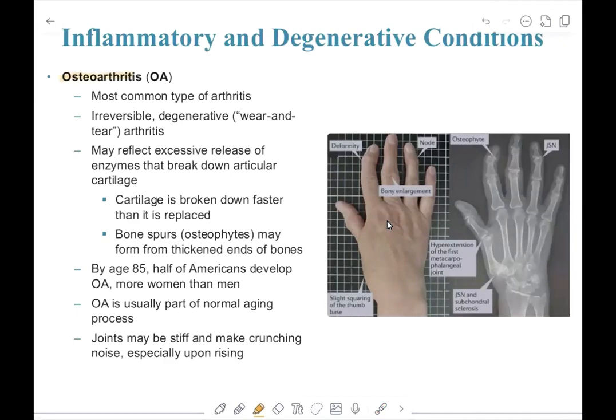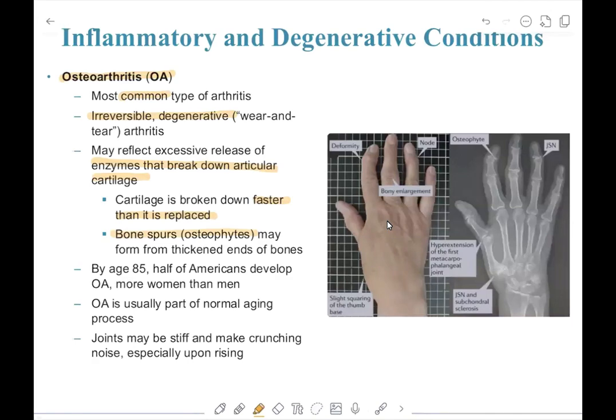So osteoarthritis is the most common. It's an irreversible, degenerative condition. Unfortunately, it's a sign of aging that we all have at some point, and it may reflect excessive release of enzymes that break down articular cartilage. The cartilage is broken down faster than it is repaired. In some situations there are what are called osteophytes, which are bone spurs that may form thickened ends of bone. Some people have to have those surgically removed.